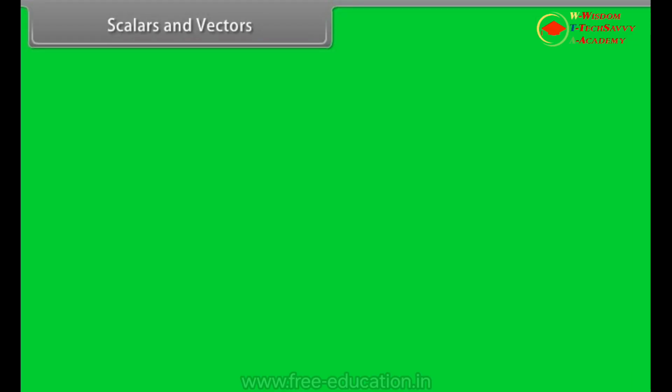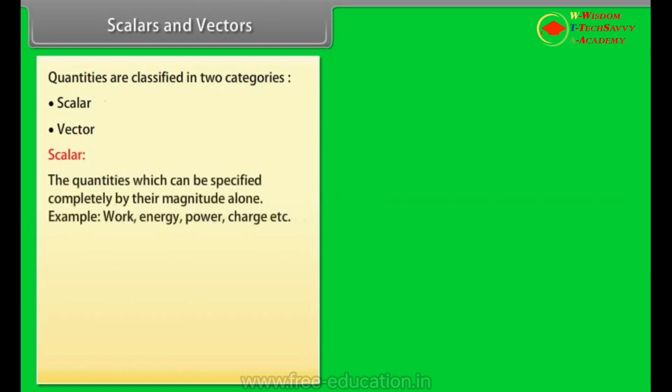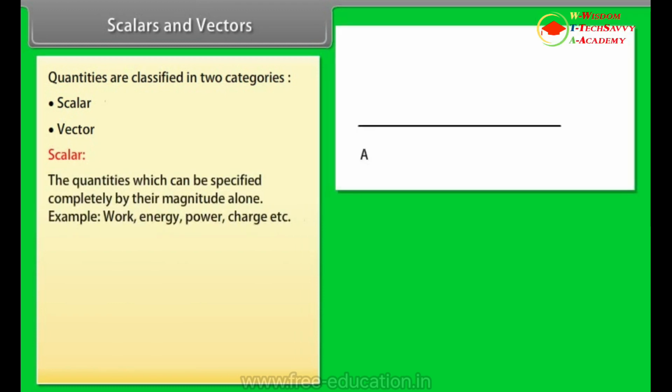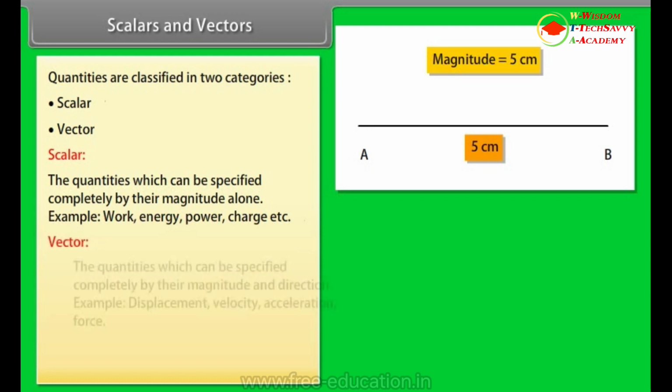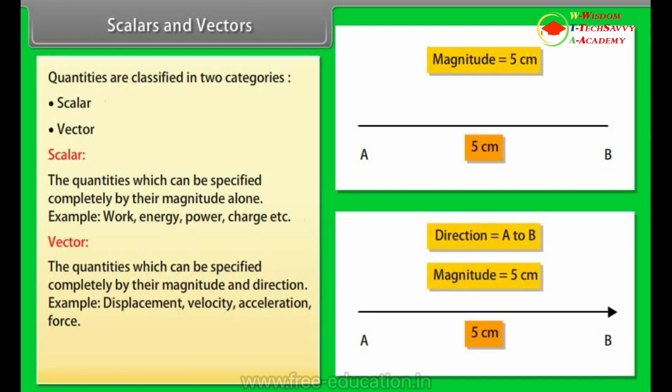Scalars and vectors. In physics, quantities are classified in two categories. They are A. Scalar and B. Vector. Scalar: the quantities which can be specified completely by their magnitude alone, for example, work, energy, power, charge, etc. Vector: the quantities which can be specified completely by their magnitude and direction, for example, displacement, velocity, acceleration, force.